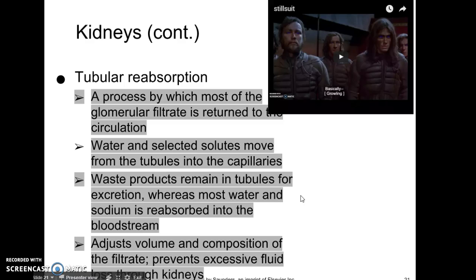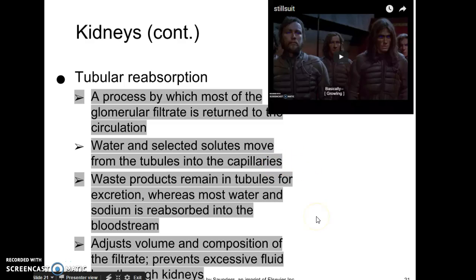Most of the water and most of the sodium gets reabsorbed and enters back into circulation. And for the rest of this lecture, when I say circulation, just know that I'm talking about the bloodstream and the blood vessels, this exchange that happens at the capillary level.